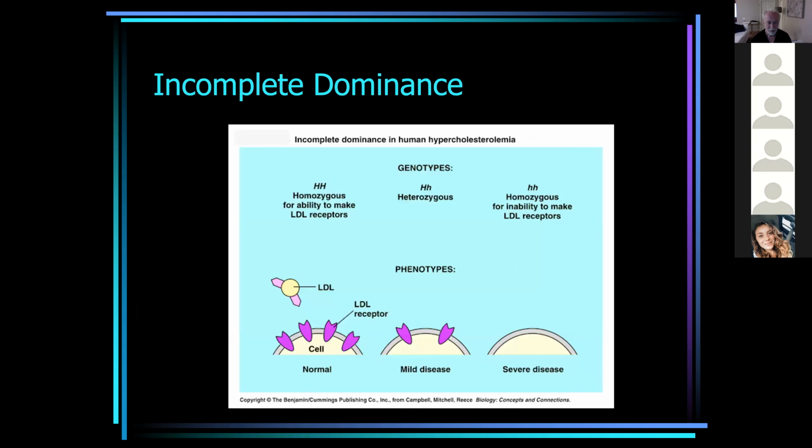Another case of incomplete dominance. This is in the case of a human disease, hypercholesterolemia. In the homozygous condition, you get these LDL receptors in the cell. The heterozygotes have LDL receptors, but only a few of them, and so there's mild disease. And only in the homozygous recessive, there are no LDL receptors and there's severe disease. So it's another case of incomplete dominance.